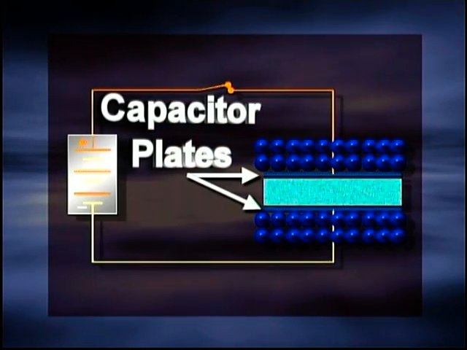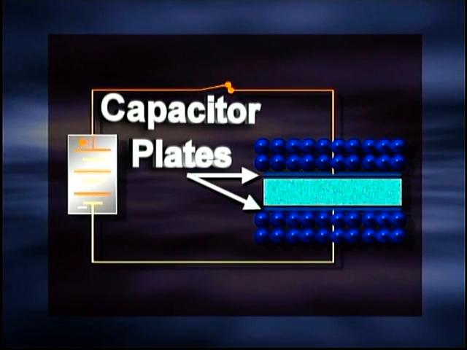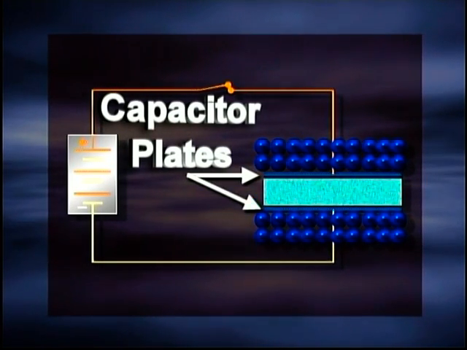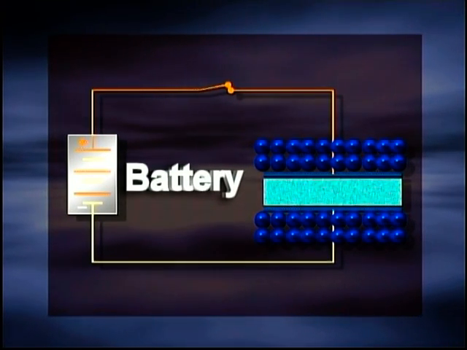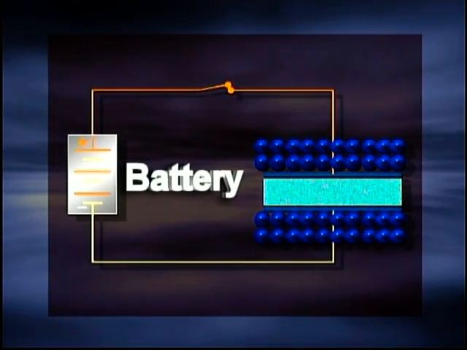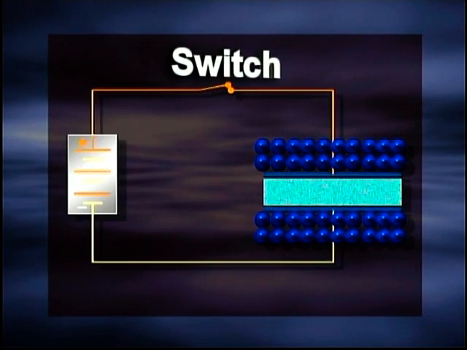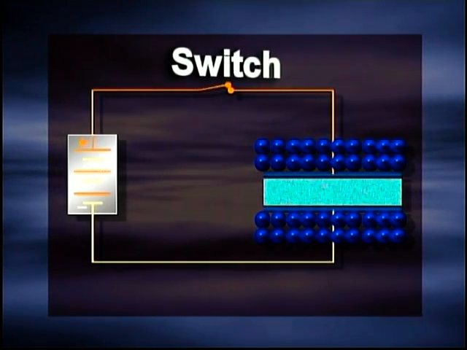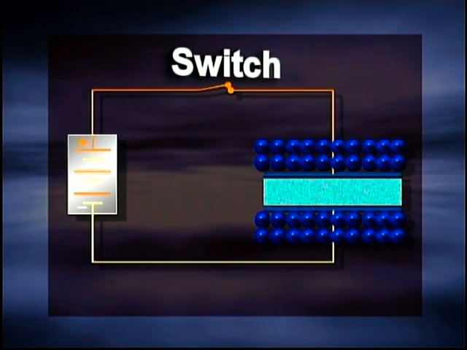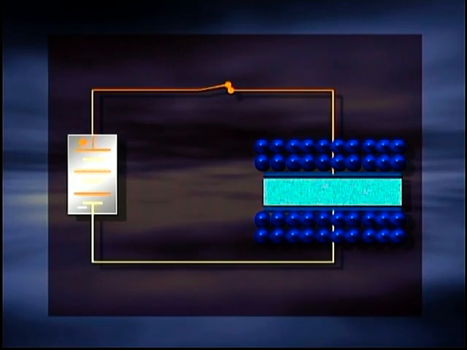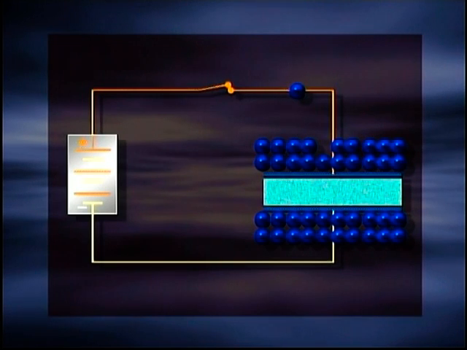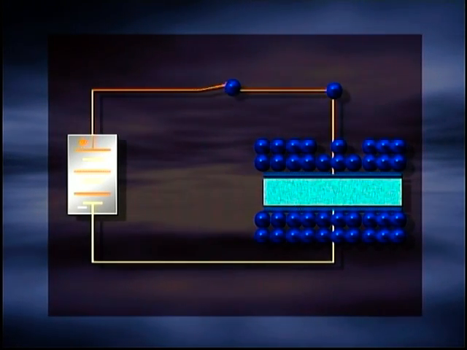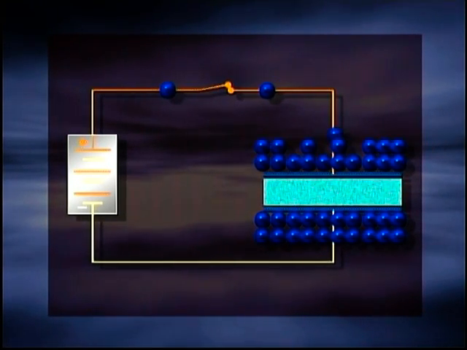In this circuit, the blue rectangles represent a cross-sectional view of the capacitor plates. They are separated by an air dielectric. The battery supplies the electric pressure or voltage. The switch provides the control for connecting or disconnecting the battery from the circuit. When the capacitor is in a neutral state, each plate contains equal amounts of positive and negative charges. The capacitor is said to be uncharged.